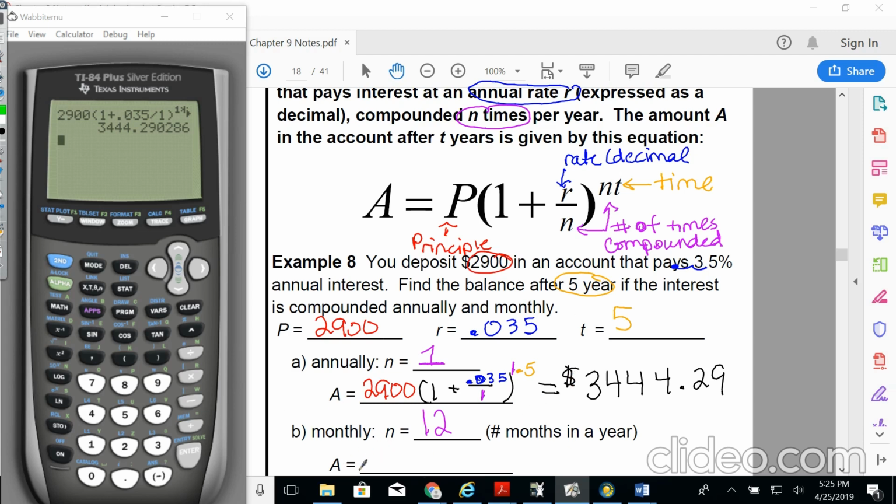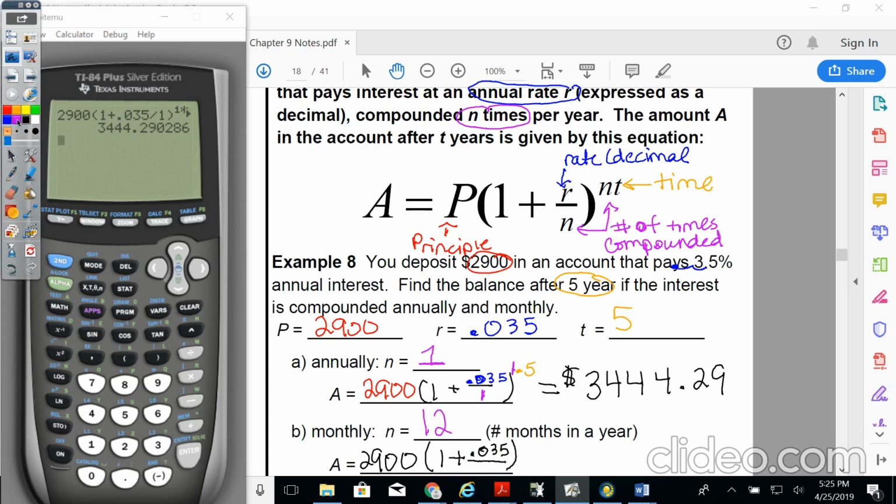All right, so for part B, everything's the same except the N is going to be 12. So 2,900 times 1 plus R is still 0.035. But this time we're going to divide it by 12. And the exponent's going to be raised to the 12th. And I multiply it by 5.